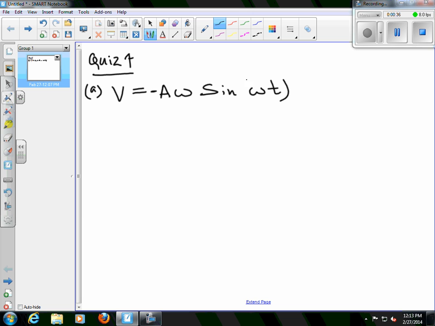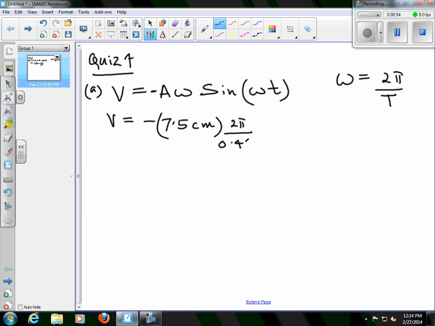omega t, and your omega is 2 pi over T, the period, right? So if you substitute the values, negative 7.5 centimeters for A, and your omega is 2 pi over the period, which we take as 0.44 seconds. So that is your A omega part, and then the sine of omega t is again 2 pi over 0.44 seconds times t, and you have to evaluate the velocity at t equals 0.15 seconds. So you have to substitute 0.15 seconds here. So this is the equation you have to solve now.